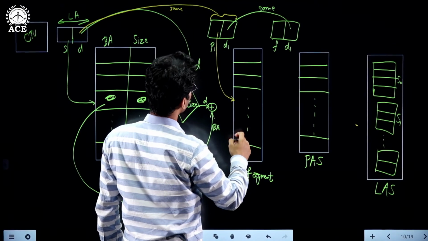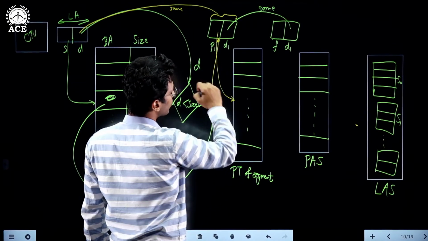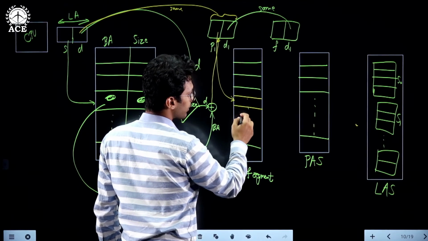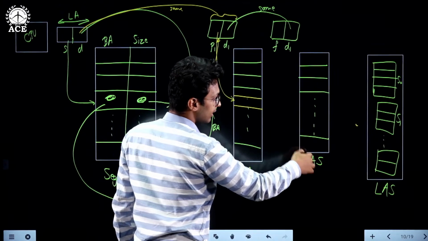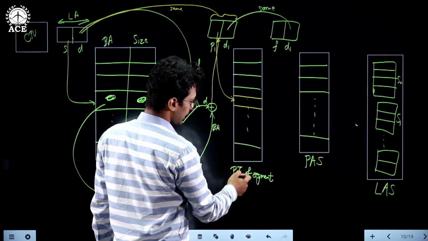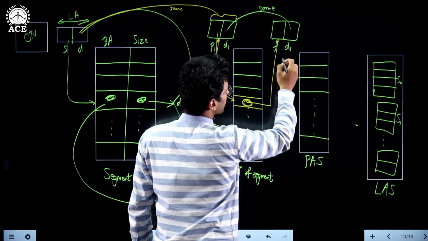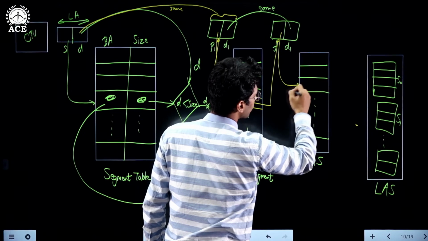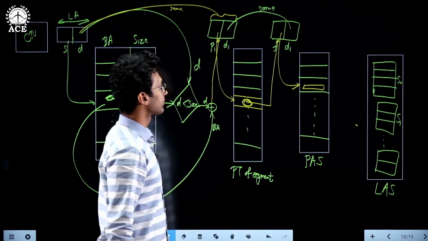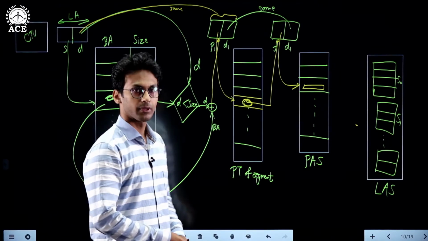Okay. This P1 will indicate what? You'll go to that particular page. How will you go to that particular page? That page will be present in physical address space. Where? We want that frame number. You'll go to that page table of segment and you'll get this frame number. And once you get that frame number, you'll go to that particular frame and access that. This is frame offset. And this way you can do it. This is how segmented paging will work.